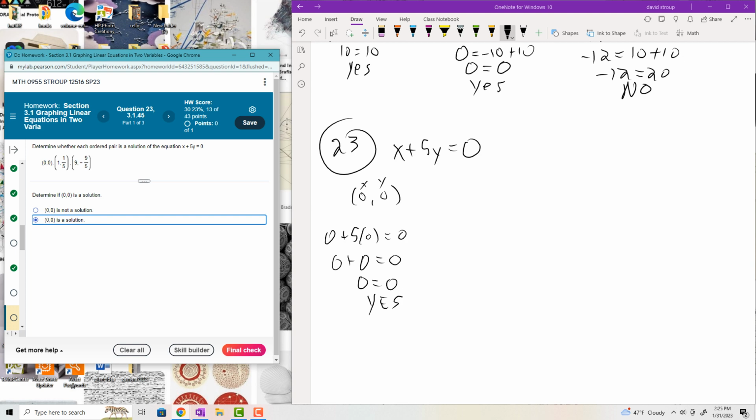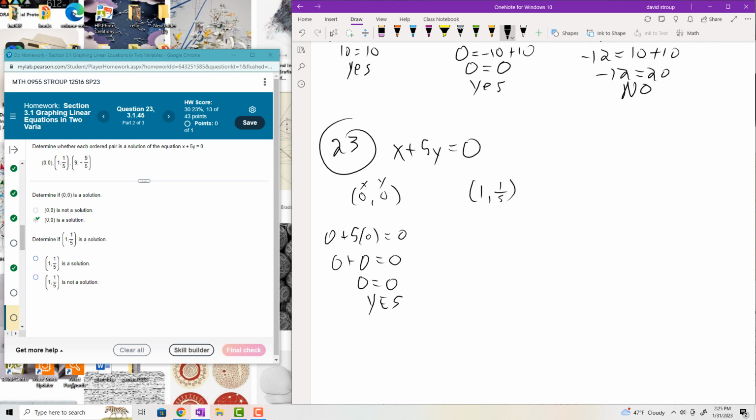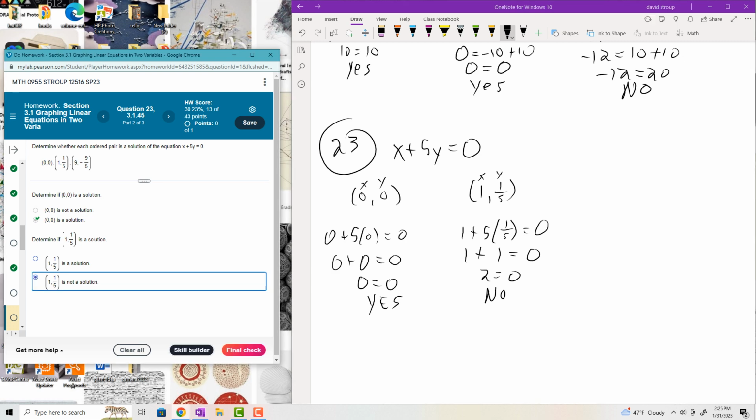That's a solution. Okay, let's go for one of the fractions now. So I have 1 comma 1/5. Right. So plug in 1 for x plus 5 times y is 1/5. That's not going to work. 5 times 1/5 is 1. 1 is definitely not 0, so that's a big no. It's not going to work.